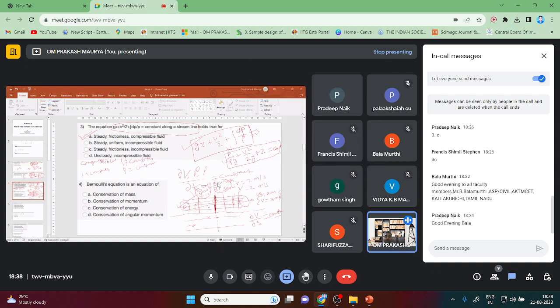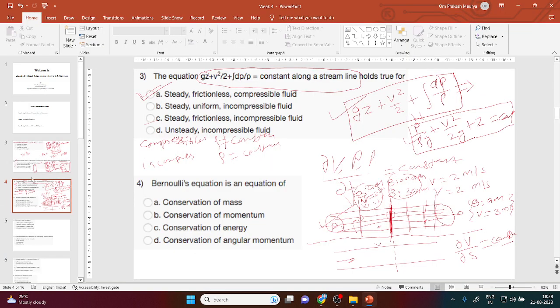Okay, and Francis was asking about some tank concept. Okay, I will discuss that. For that I want to take a new slide.